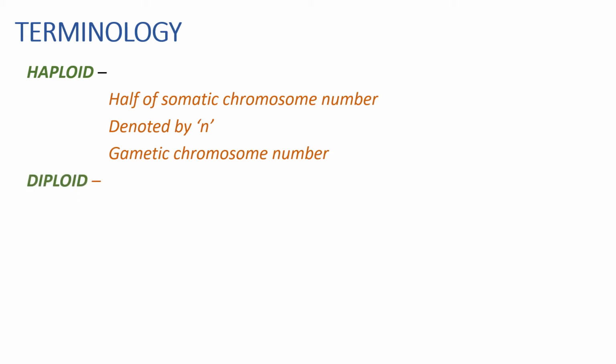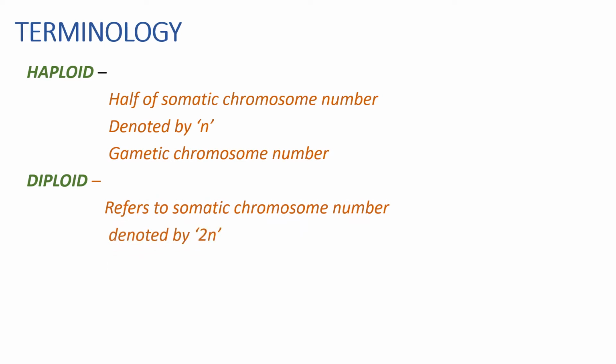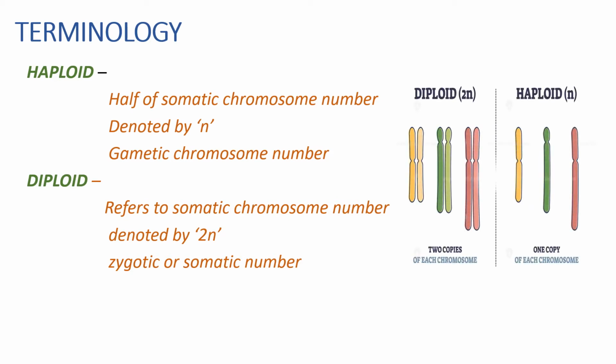The next term is diploid. Diploid refers to the somatic chromosome number. This is denoted by 2N. The diploid chromosome number is usually seen in zygotic or somatic cells, so it is called as zygotic or somatic chromosome number. In this picture, you can see diploid and haploid cells. In diploid, there are two copies of each chromosome, and in haploid, there is only one copy of each chromosome.